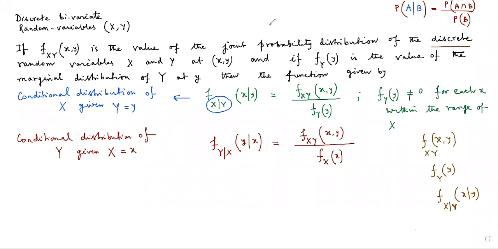Suppose we have a joint probability distribution which is defined as follows. So I'm going to write the chart of the joint probability distribution first of all. That means I'm giving you the probabilities of this type, fxy of x comma y. Okay, let me prepare the chart first of all.